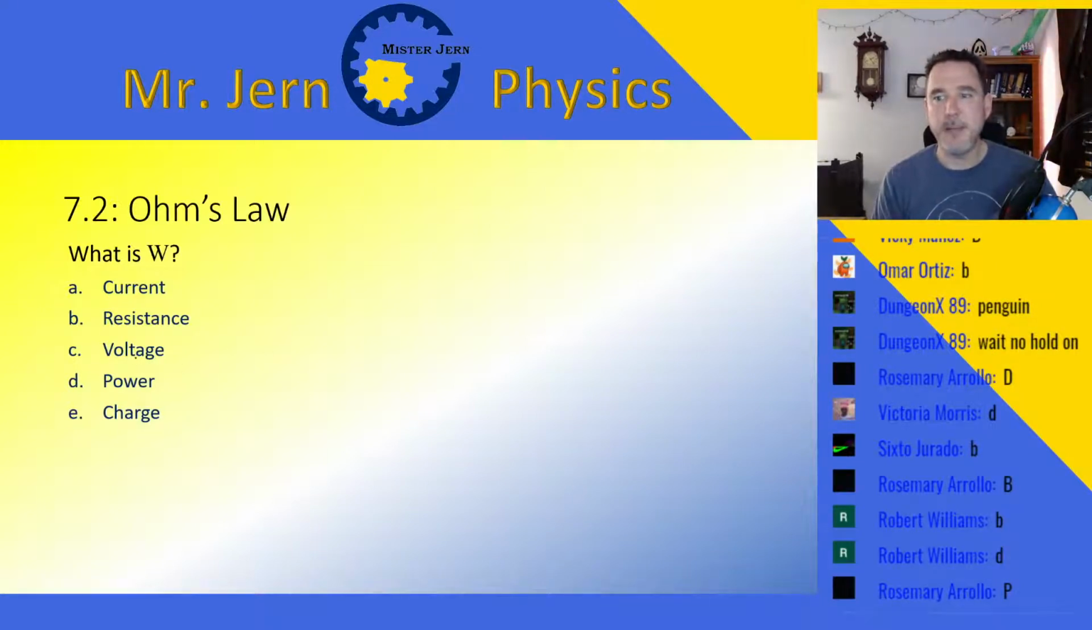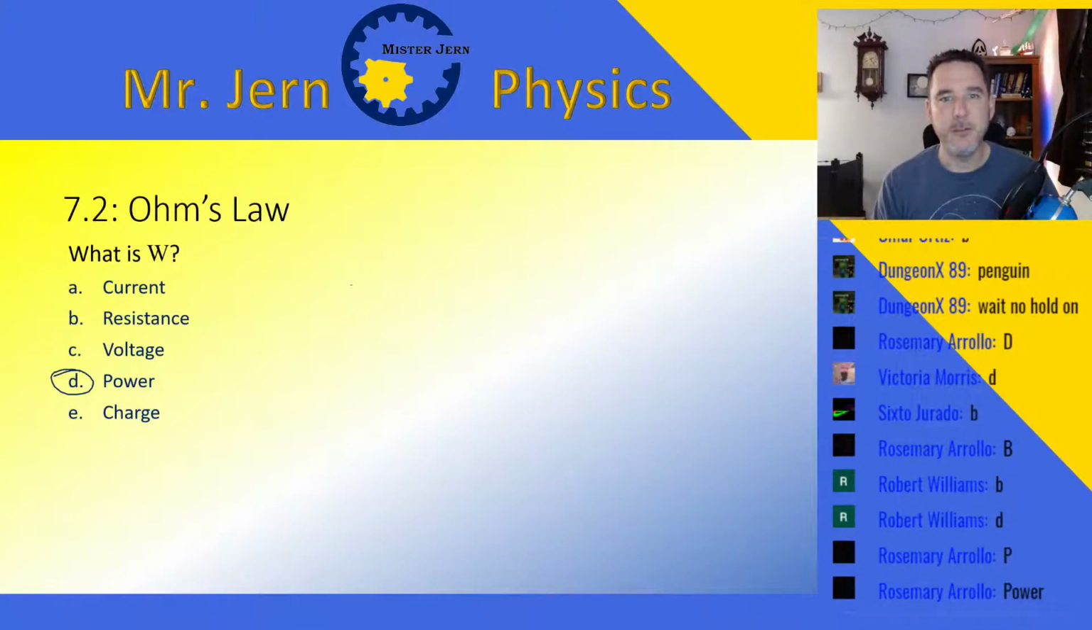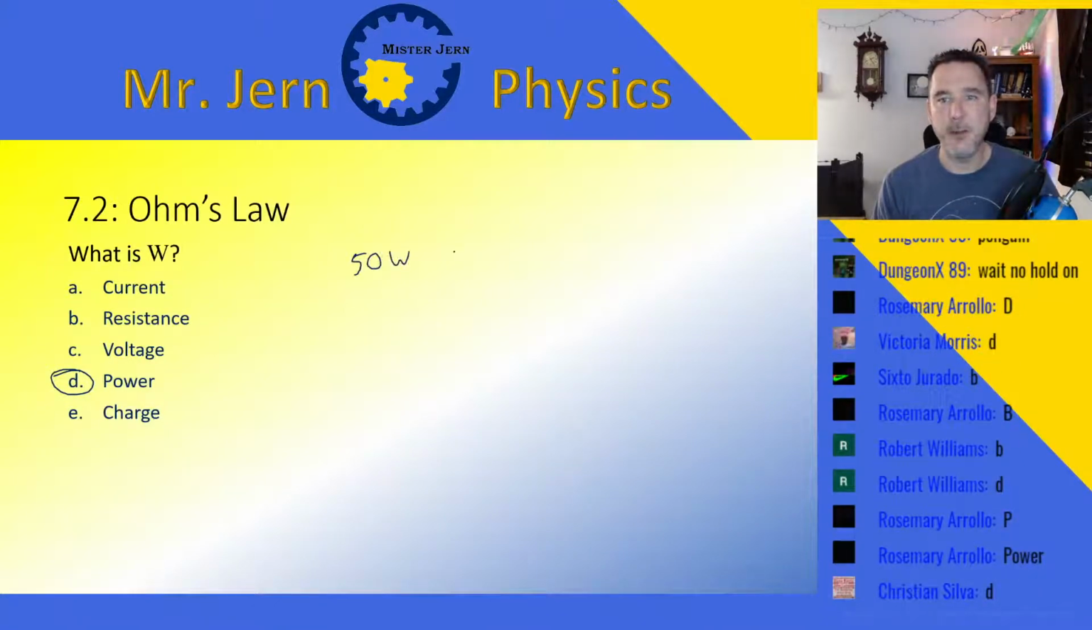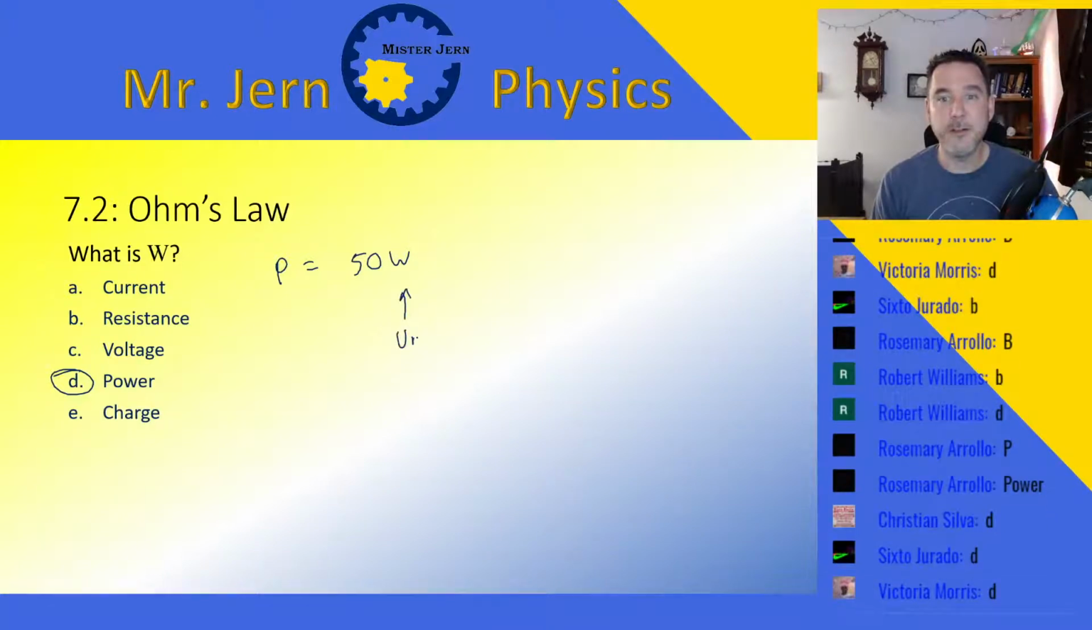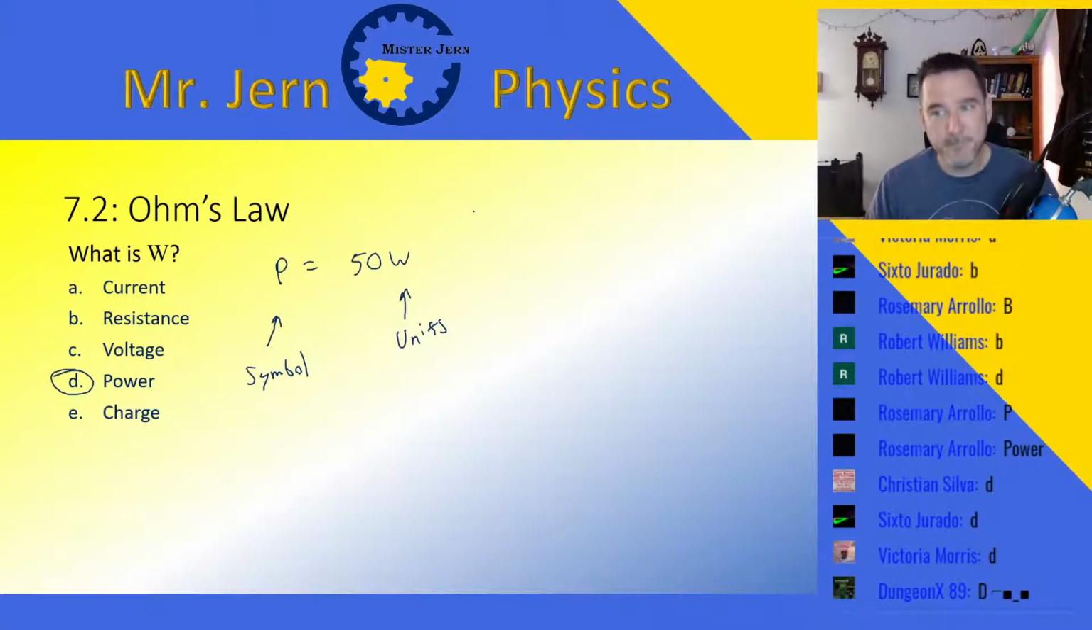Fantastic. Yes, it is P for power, also known as choice D. P is power. So if you see something like 50 W, that's 50 watts, and that would be P for power. The W is the units, and P is the symbol. Instead of writing out the word power and watts every time, you use the symbol or the units.